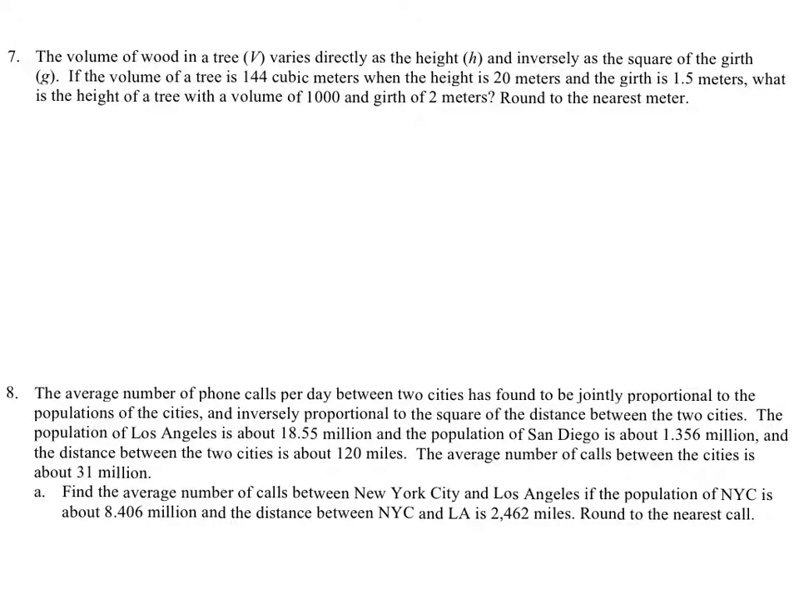Okay, for the back side, you're going to want to take out a calculator. The volume of wood in a tree varies directly as the height h and inversely as the square of the girth g. So the volume v varies directly as the height h. That means that v equals k times h. But at the same time, it varies inversely as the square of the girth. So g squared would be on the bottom.